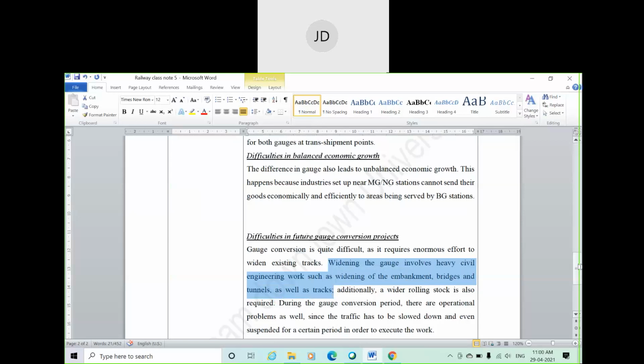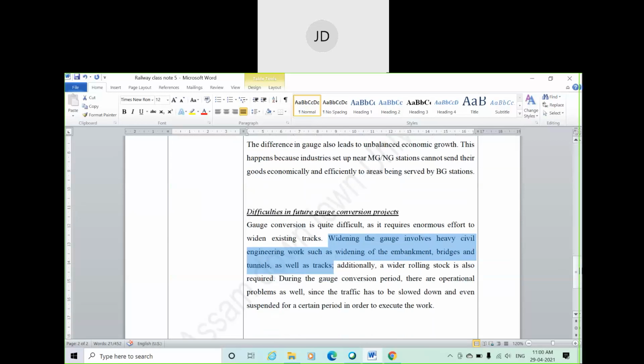Rolling stock means we are talking about the wagon or the locomotive or engine part. Additionally, a wider rolling stock is also required. That means we need to replace the rolling stock, where we need to replace the engine also. We already told that an engine which moves through a particular gauge cannot move in a different gauge. That means if you are changing the gauge, you have to change the wagon, you have to change the engine part also. Overall you have to change the rolling stock also.